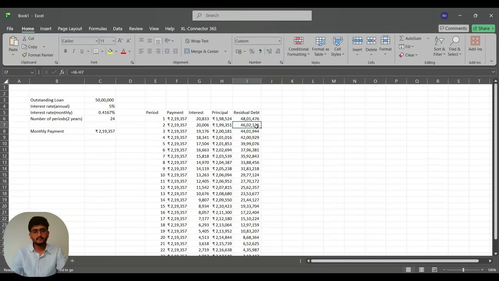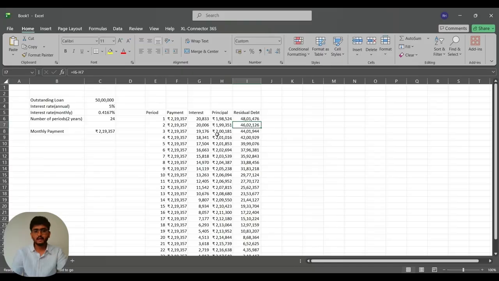When we calculated 0.4167% on that, we got 19,176 rupees for the third month. Okay, 19,176 rupees we'll get. So when we subtract 19,176 from 2,19,357, we'll get 2,181 rupees.